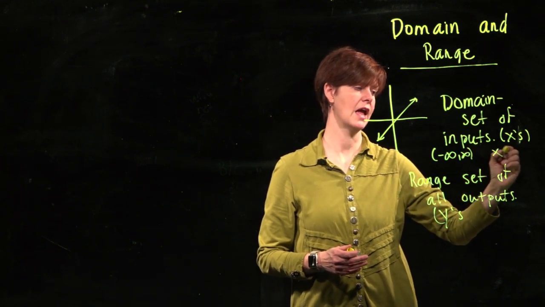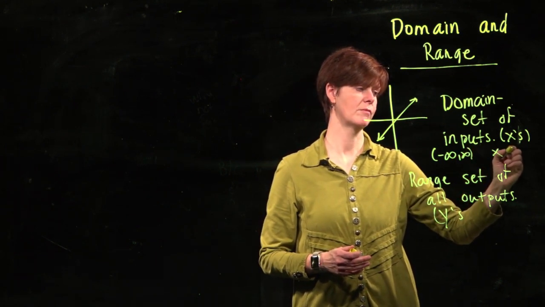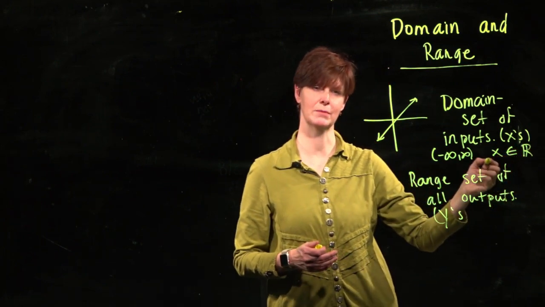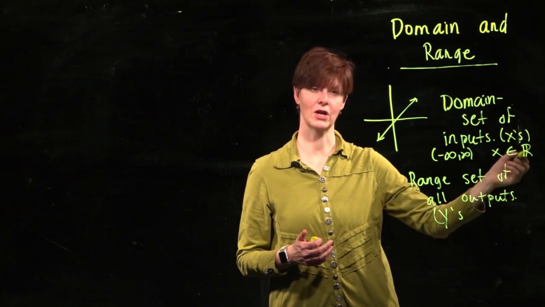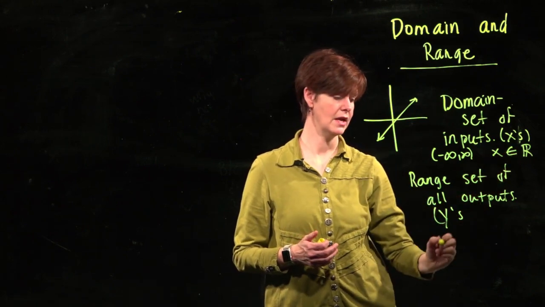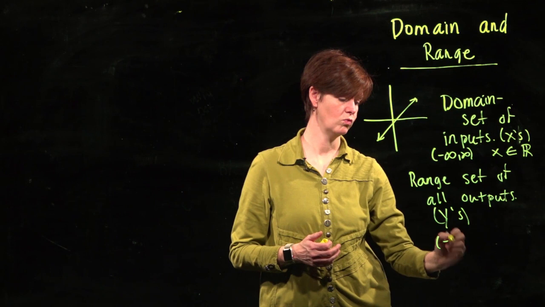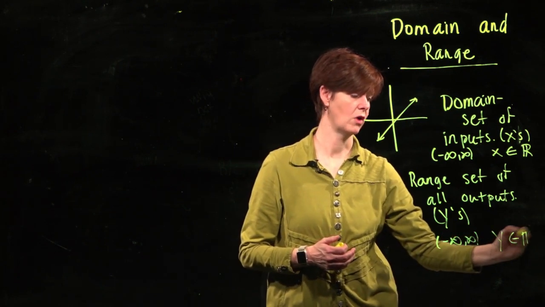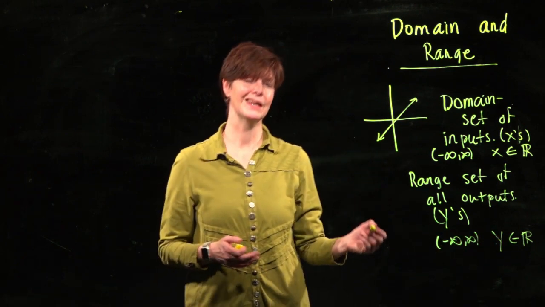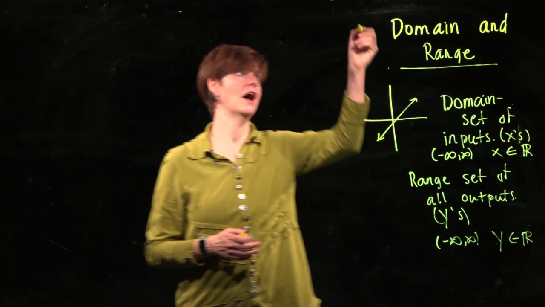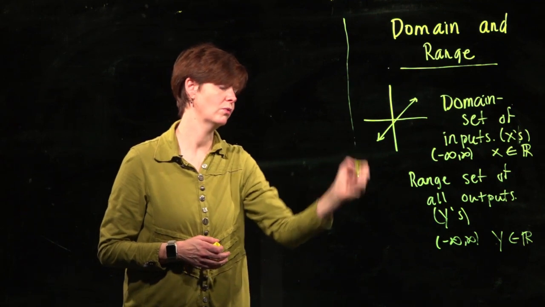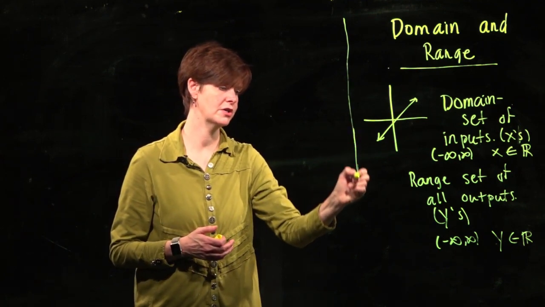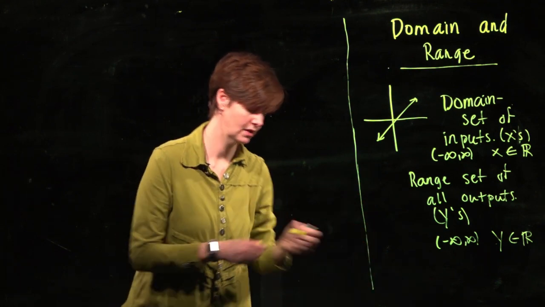You could say x is an element of the set of all real numbers. So that funny e is "is an element of", it belongs to, and then that funny R is the set of all real numbers. And then the range is also negative infinity to infinity. y is an element of the set of all real numbers. But I actually think those ones where they're all real numbers are almost too easy, and then it makes it hard to understand the ones that aren't that interesting.